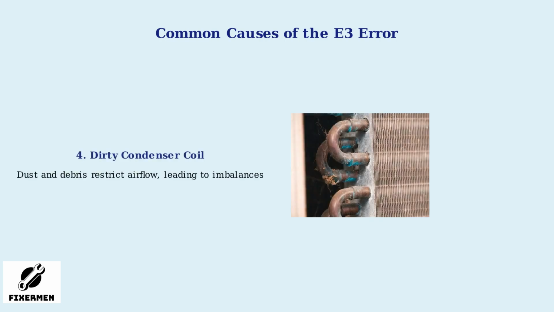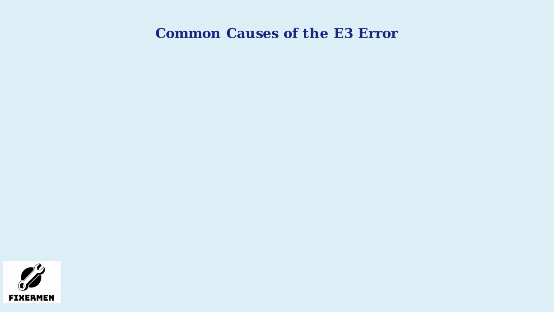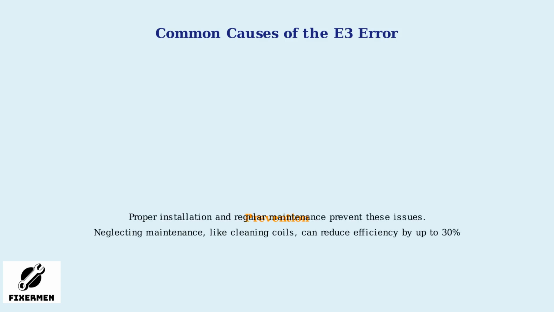A dirty condenser coil restricts airflow, causing pressure imbalances and triggering the E3 error. A faulty pressure sensor provides incorrect readings, causing the system to activate the E3 safety shutdown. Proper installation and maintenance are key to preventing these issues. Neglecting maintenance, like cleaning coils, can reduce efficiency by up to 30% and lead to pressure imbalances.